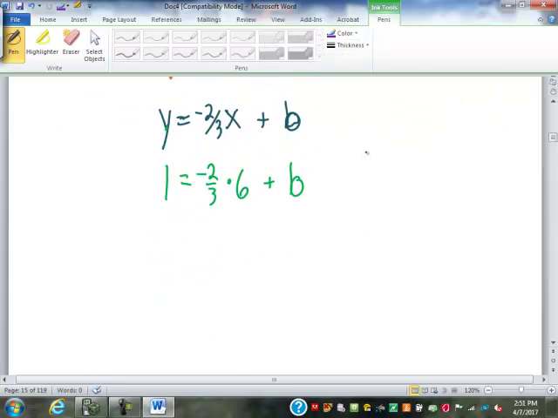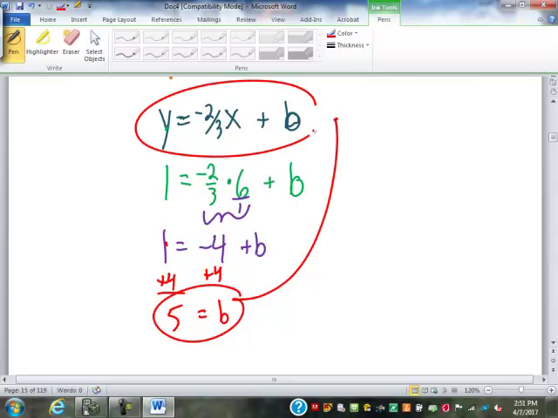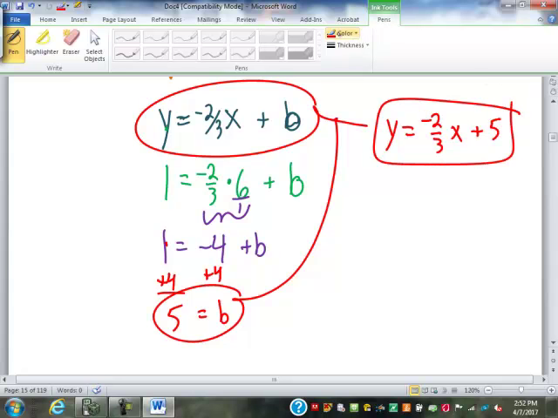Next step. -2/3 times 6. And then -4, very good. And then finally, add 4. So 1 plus 4 is 5. That equals b. So we come up here, the y equals -2/3 x plus b becomes y equals -2/3 x plus 5. That's our equation.